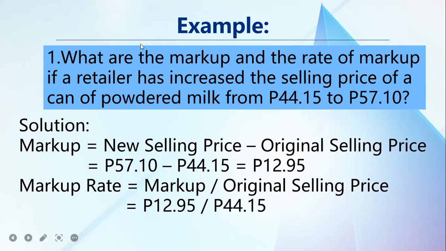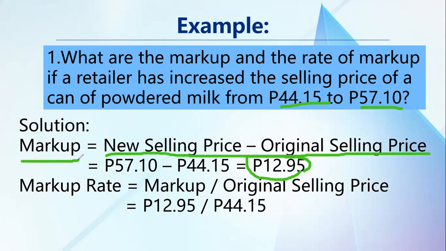Okay. To find markup, focus on the formula. To find the markup, our new selling price must be subtracted by your original selling price. So, 57.10 minus 44.15. So that is equal to 12.95. That is the markup price.